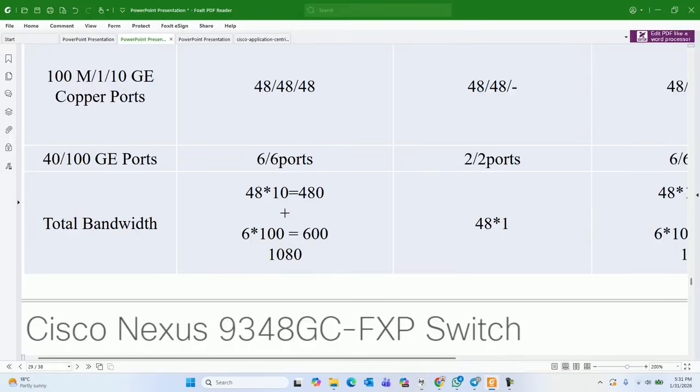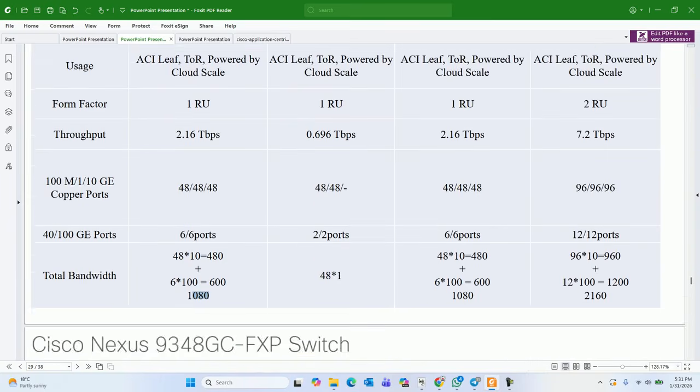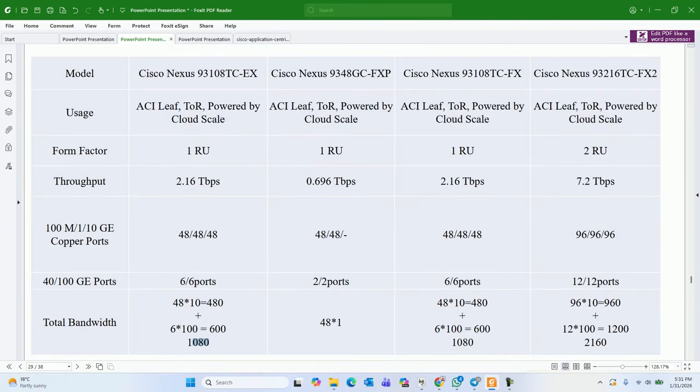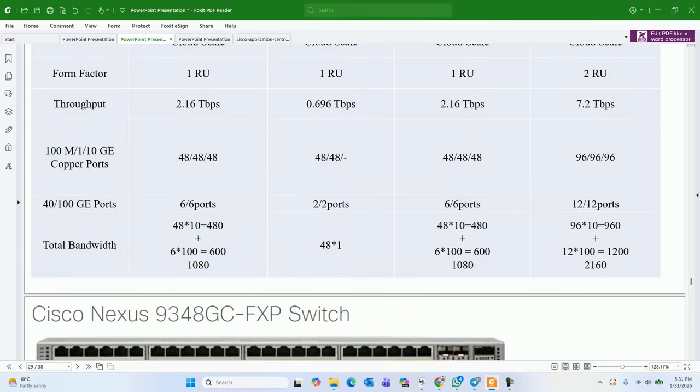So in this particular switch, we have 6 uplinks, and each uplink supports 100 Gbps. So you have 480 Gbps for the downlinks and 600 Gbps for the uplinks. The total bandwidth is 1080 Gbps. But we can't make the name 931080, so we drop the 0 and call it 93108. In 9348, it means all the interfaces have the same bandwidth.